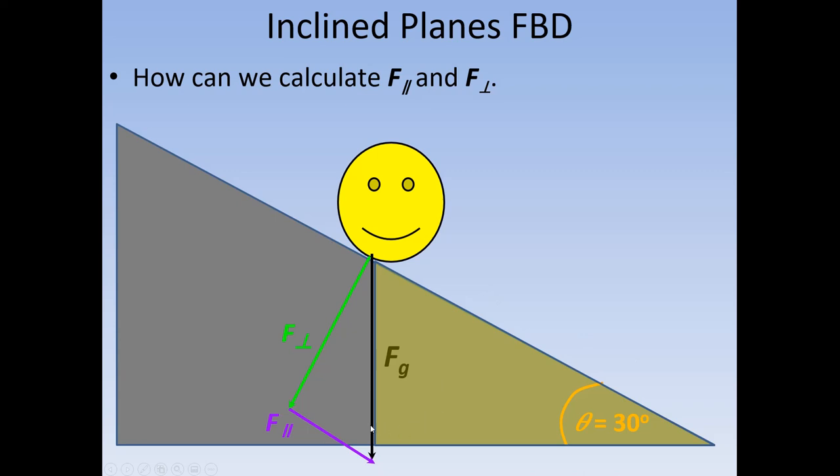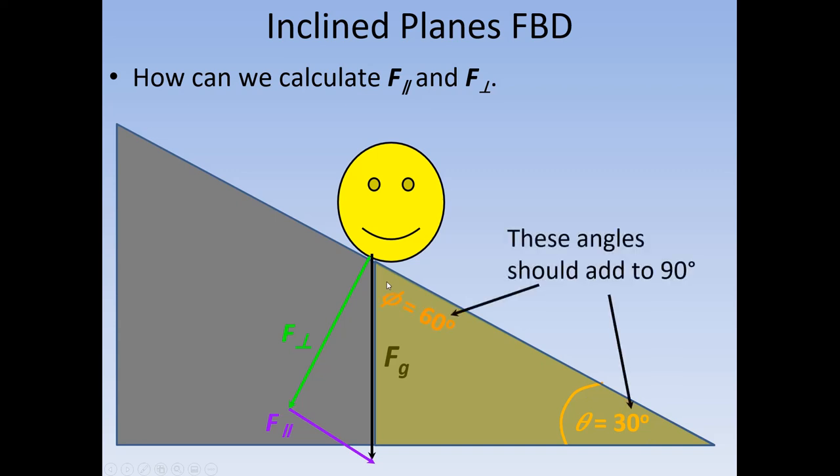As we know, the right triangle has the other two angles equal to 90. So that means that this angle up here must be 60 degrees, since 30 plus 60 equals 90. Now, if I look at this shape, this is also a right triangle. So this is going to help me out.